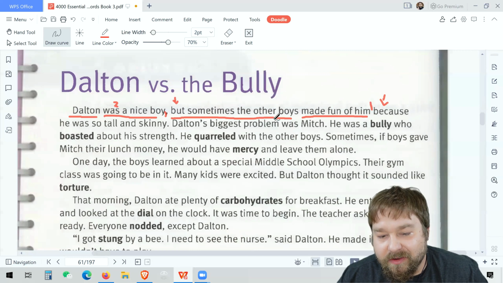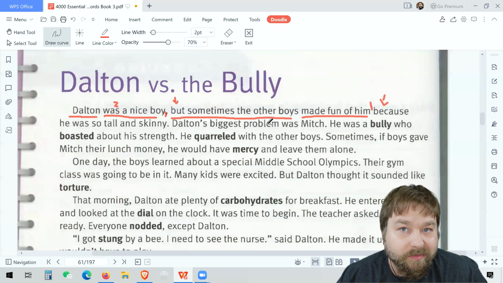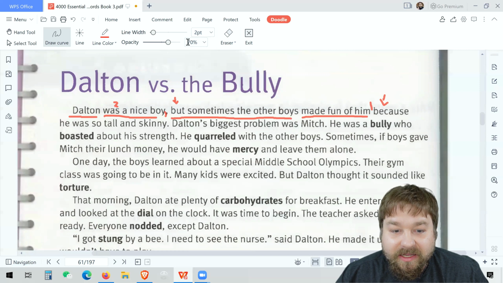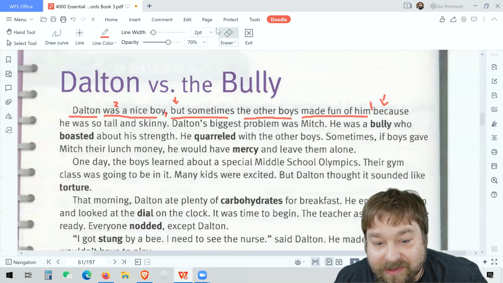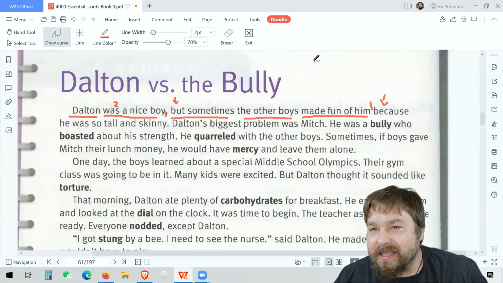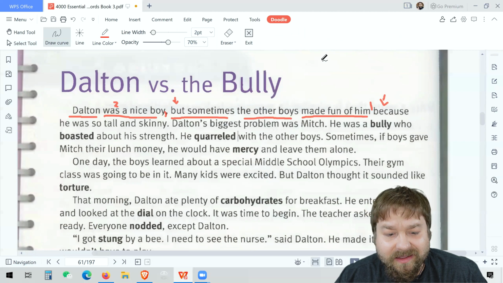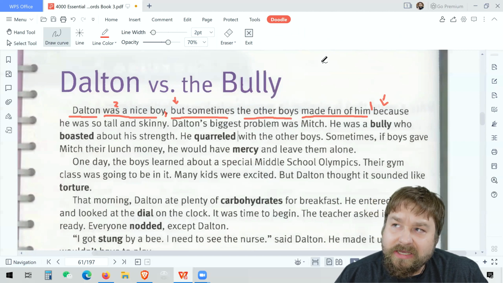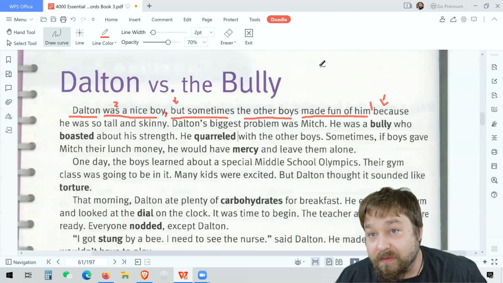But sometimes the other boys, did you see that? It naturally breaks. We can do that. And that's what I want you to do. Sometimes we see things that look like they would be okay, but they're actually not. It sounds like I'm rushing.